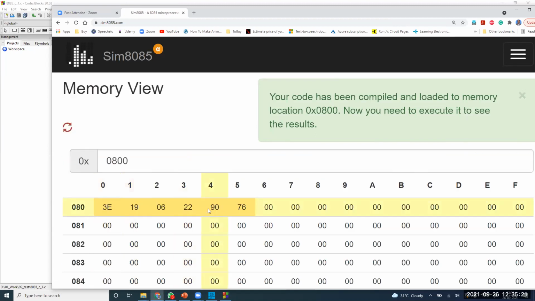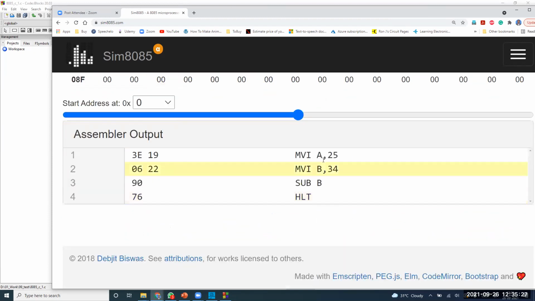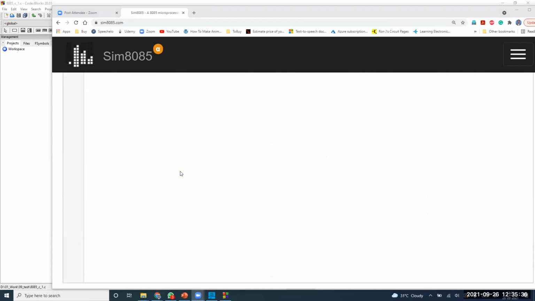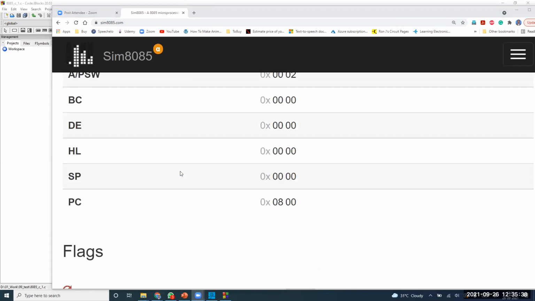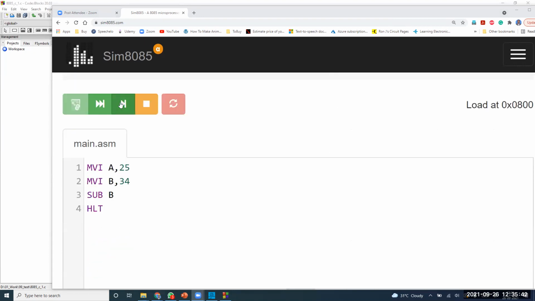I've written only four instructions, am I right? See that, moving immediate 25. Thanks to somebody else for the advice to reload it. Now I execute them. Okay, let us see that. Let us execute one by one.